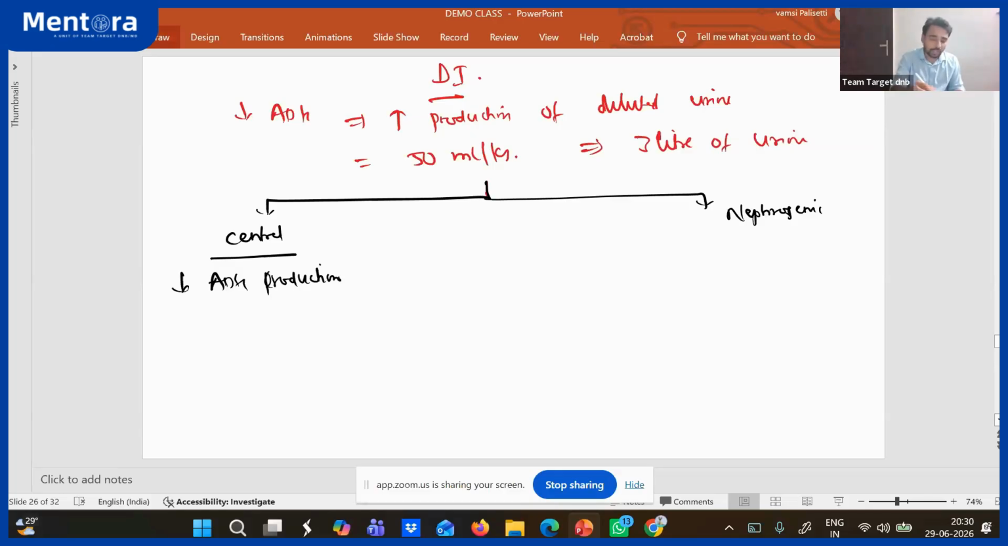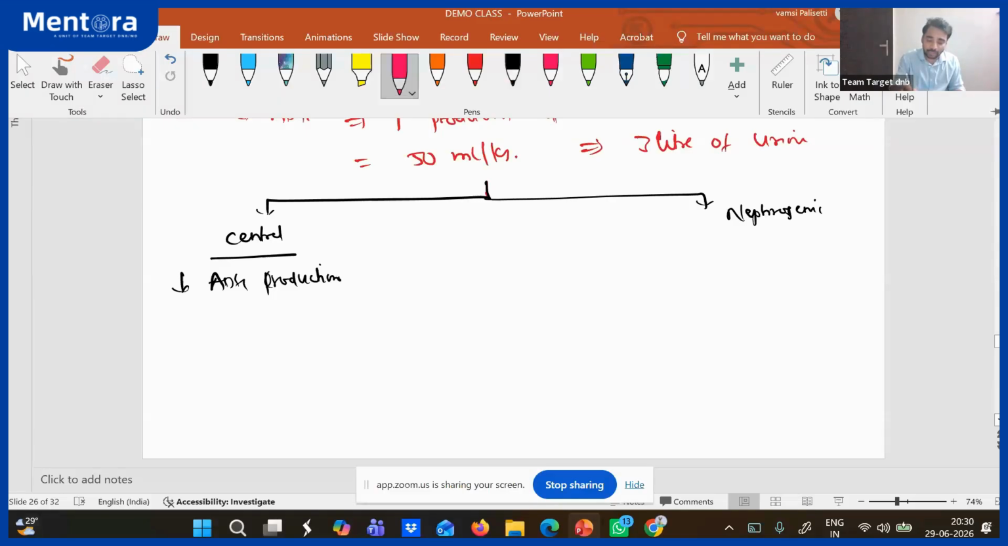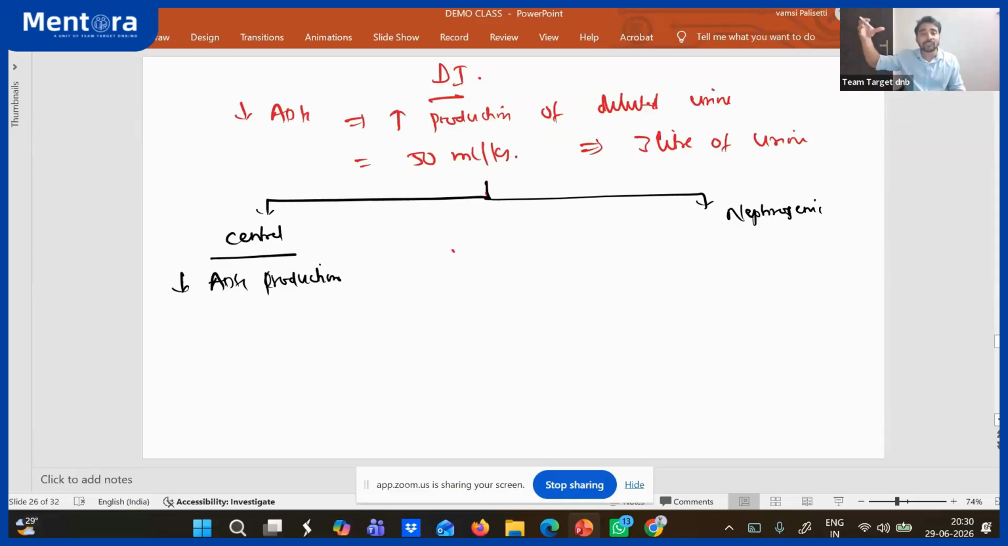But in nephrogenic, what is going to happen? ADH acts on the kidney collecting duct through aquaporin 2 channels and helps in absorption of water. So ADH is normal, but the problem is in the kidney. So here ADH levels are very high. Simple.